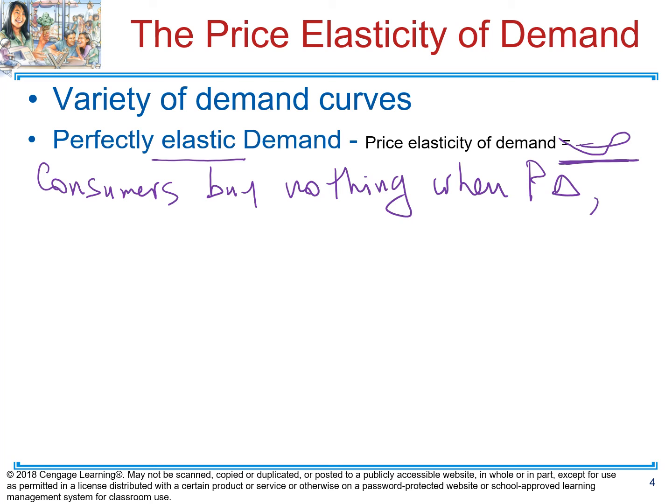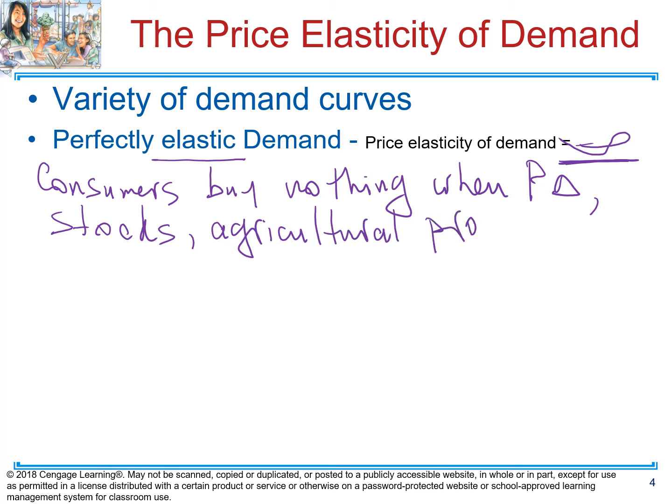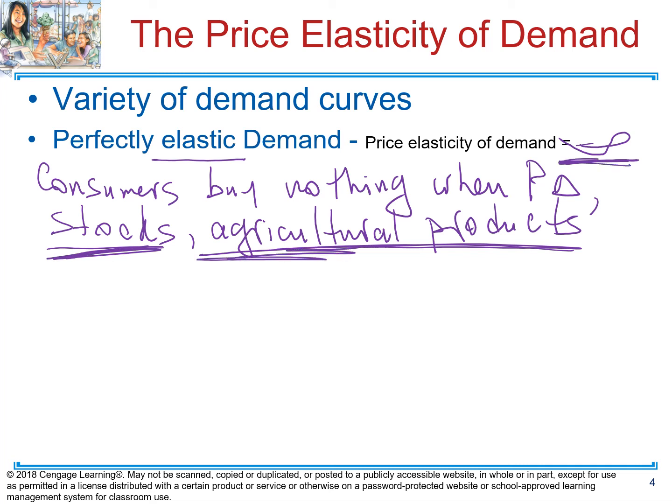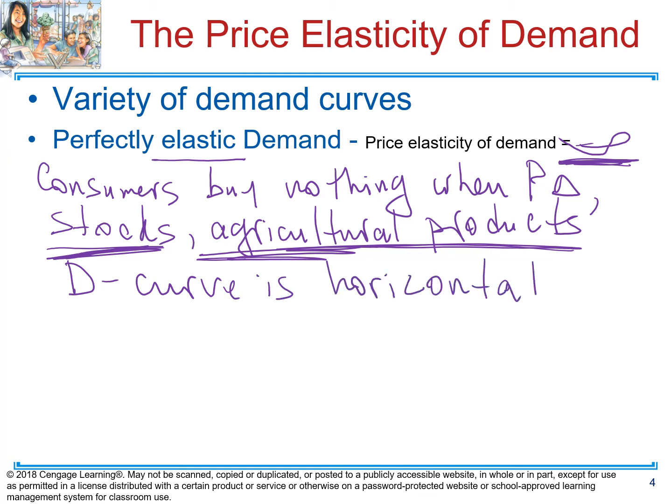Once again, it's a sort of unrealistic example, but a good example of this, economists usually say, is the stock market, stocks and agricultural products. Why is it so? Because there are so many stocks out there, and so many different varieties of agricultural products, that when the price is changing, quantity reacts infinitely to a price change. You see what I'm saying? So once again, a little bit unrealistic example. The demand curve for this one is horizontal.